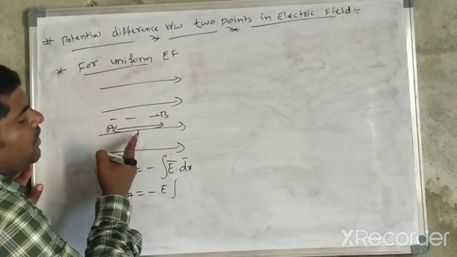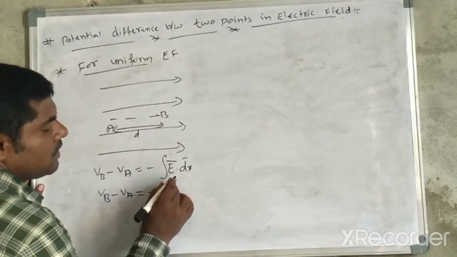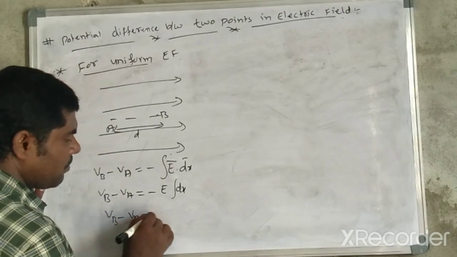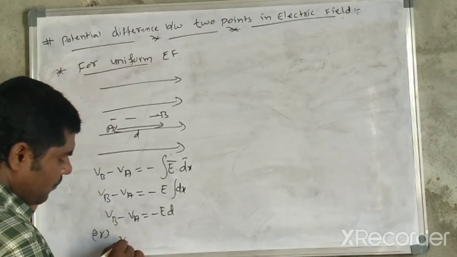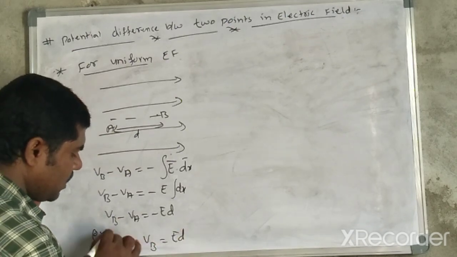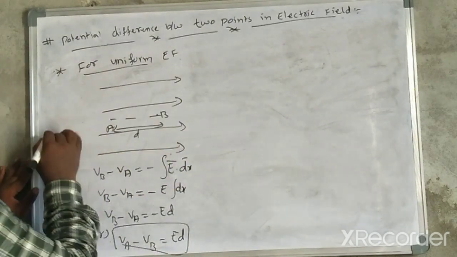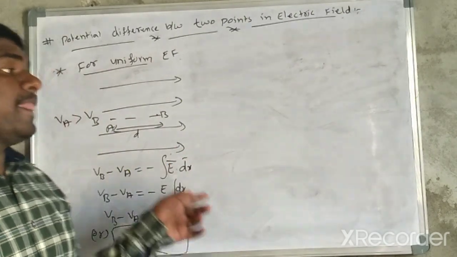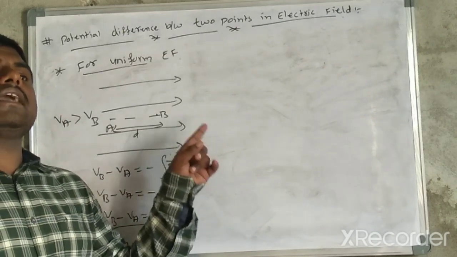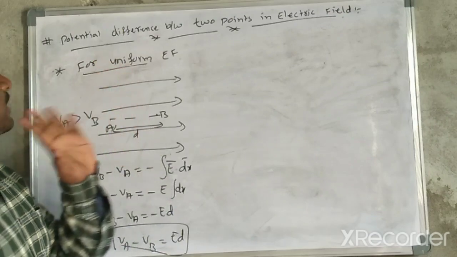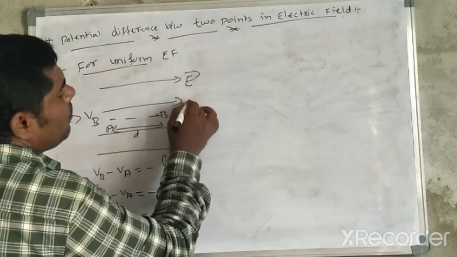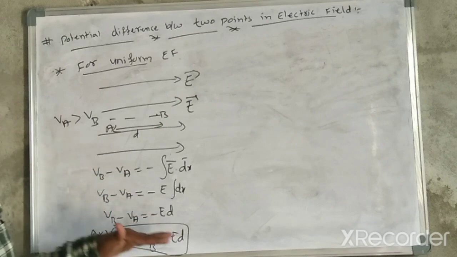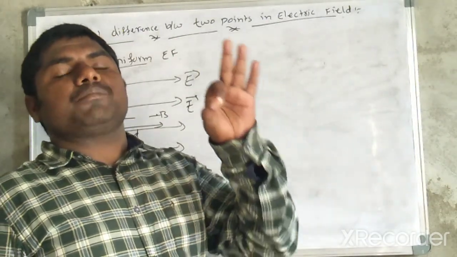Here the limits are 0 to D. The integral of dx is nothing but the capital D distance, from 0 to D. So VB minus VA is equal to minus E into D, or VA minus VB is equal to E into D. It means the potential at point A is bigger than the potential at B. As I said previously, in the direction of the electric field the electric potential is always decreasing. The uniform electric field direction and the potential decrease are in the same direction.